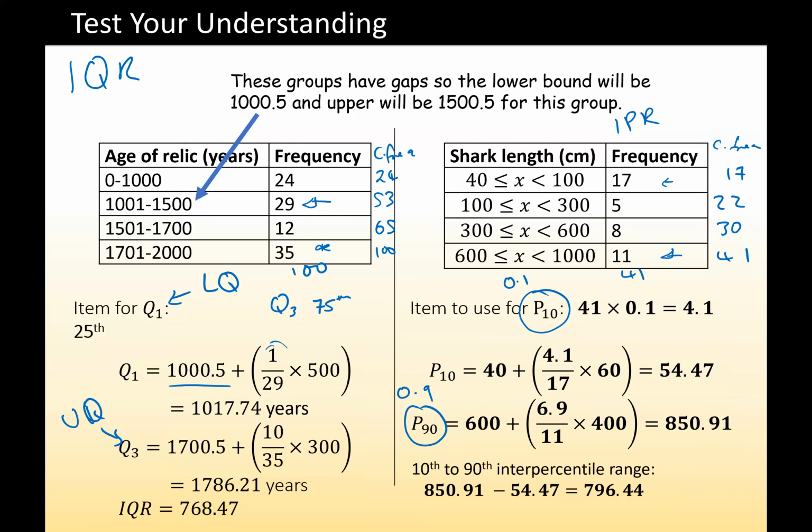So hopefully this has made sense. If you're a little bit unsure with the interquartile range and percentile range, go back and have another look at those, and then return here when that makes a bit more sense for you.